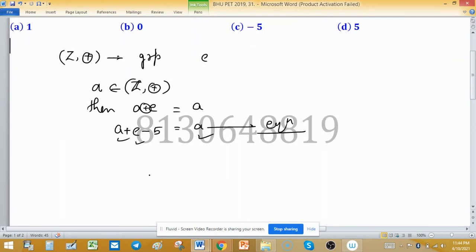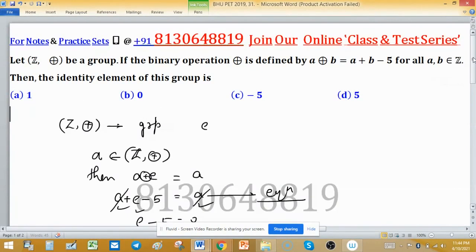in terms of integers, so you can cancel out; otherwise you cannot, because the cancellation law holds whenever you can operate with the inverse element of that. But we cancel out as we normally do in mathematics, because these are integers. So E minus 5 is 0. This implies that E is 5. Means the identity is 5. So option D is correct.